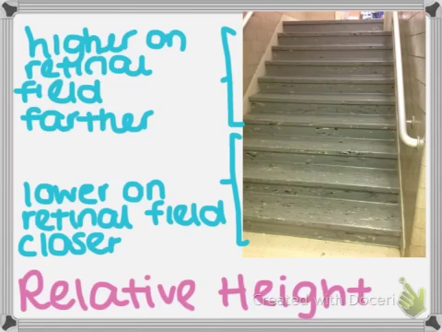Relative height demonstrates how the mind perceives height based on placement on our retinal field. In this example, the bottom stairs are lower on our retinal field, so we perceive them as closer. As the stairs get higher, they get higher on our retinal field, so we perceive them as further away.